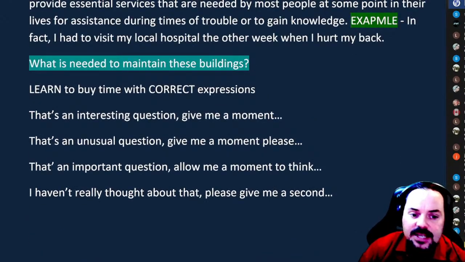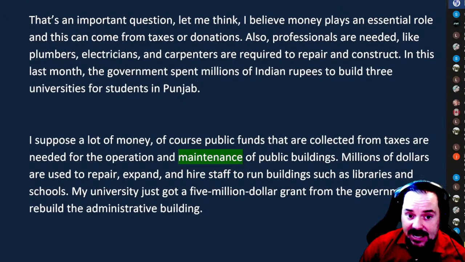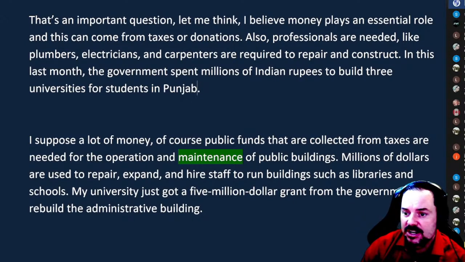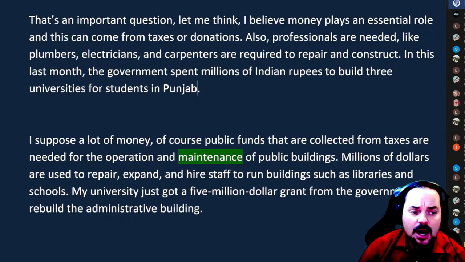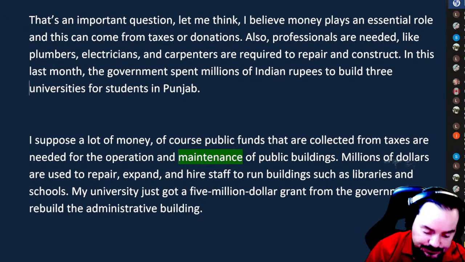So what is needed to maintain these buildings? That's an important question. Let me think. I believe money plays an essential role, and this can come from taxes and donations. Also, professionals are needed, like plumbers, electricians, and carpenters are required to repair and construct buildings like libraries and schools. In this last month, the government spent millions of Indian rupees to build three new universities for students in Punjab.